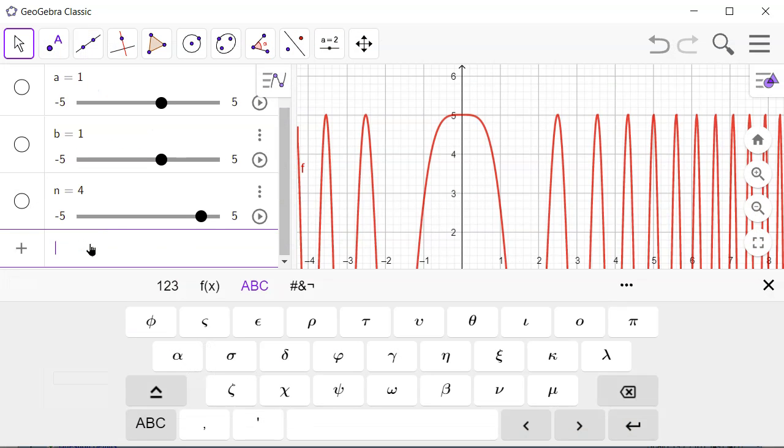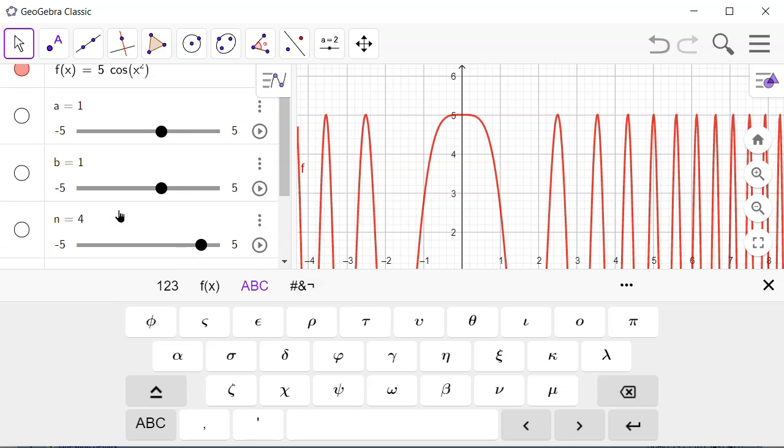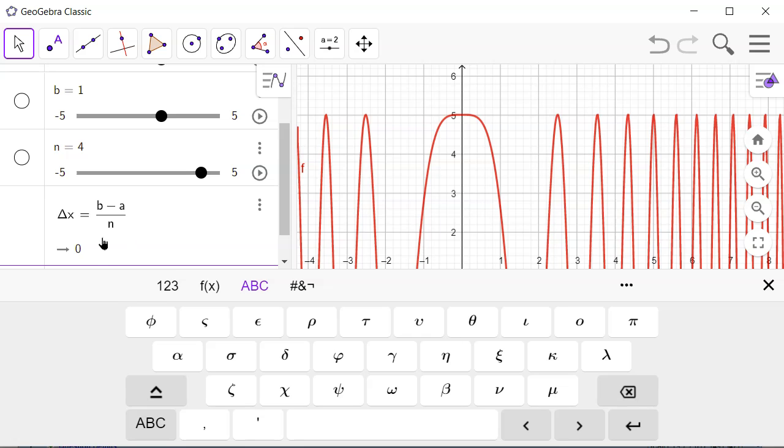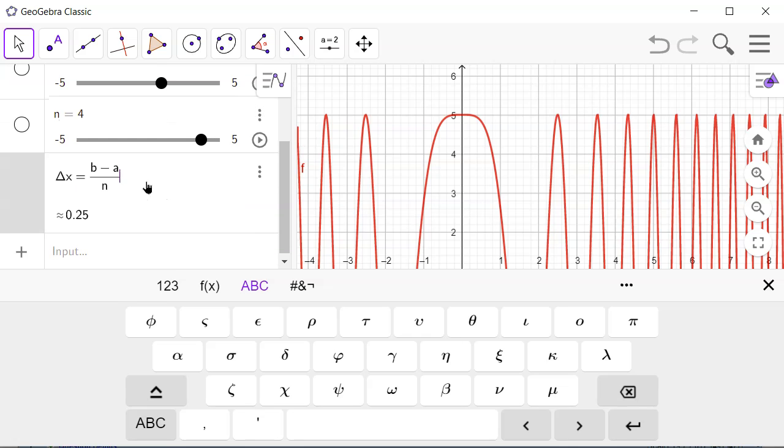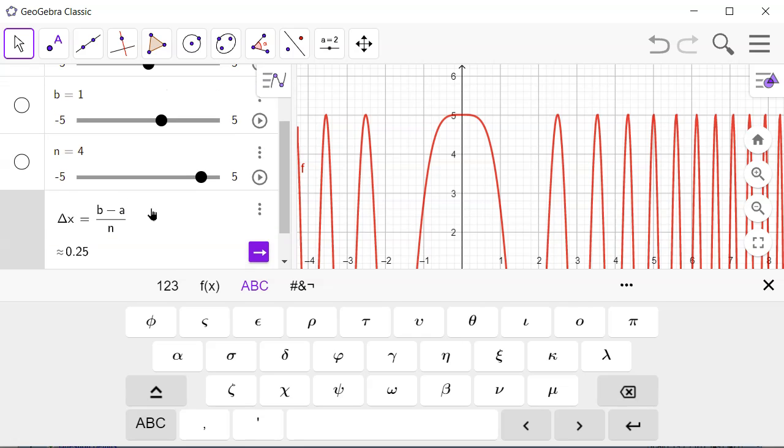Then we can find delta x. Delta x is equal to b minus a over n, and hit enter. Let's see what's wrong with this. B shouldn't be 0. Oh, actually, a is set to 1, so that's why. I'm going to have to change that. Then we got that, so delta x is given there.